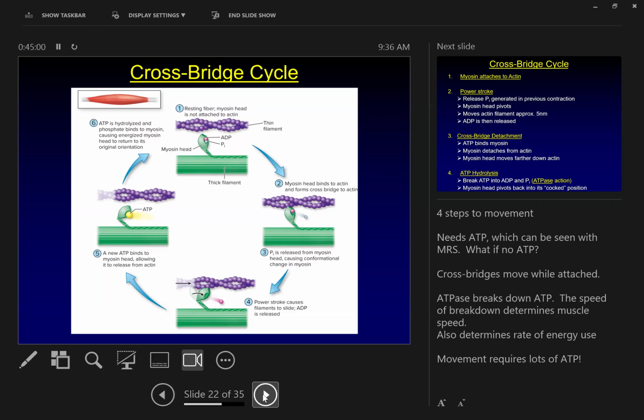Back, grab, tilt, let go, recock. The more we go through all of this, that's where we use the energy.